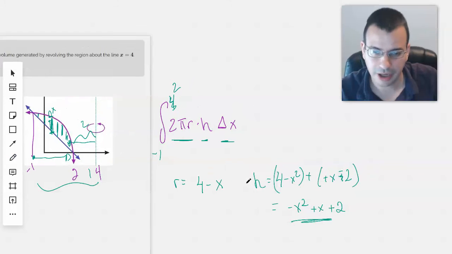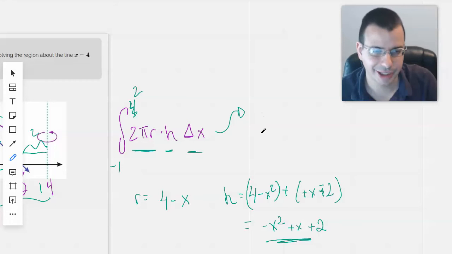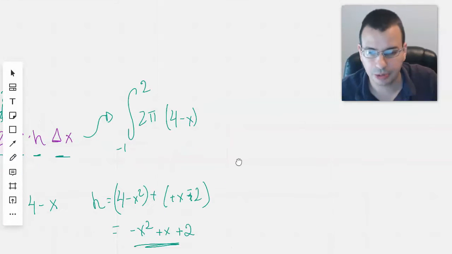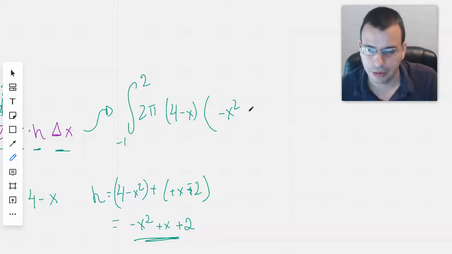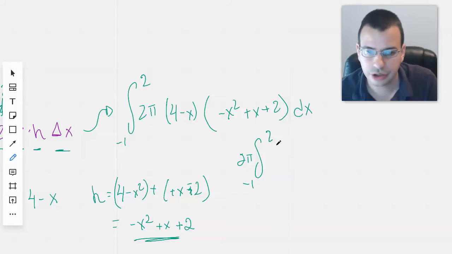So now we're going to plug everything in and solve. Hopefully it'll just be a lot of power rule and not too bad. So we got -1 to 2, 2 pi r, which is 4 minus x. And we'll multiply this by, oh no, there's going to be a lot of multiplying. dx, 2 pi, -1, 2.